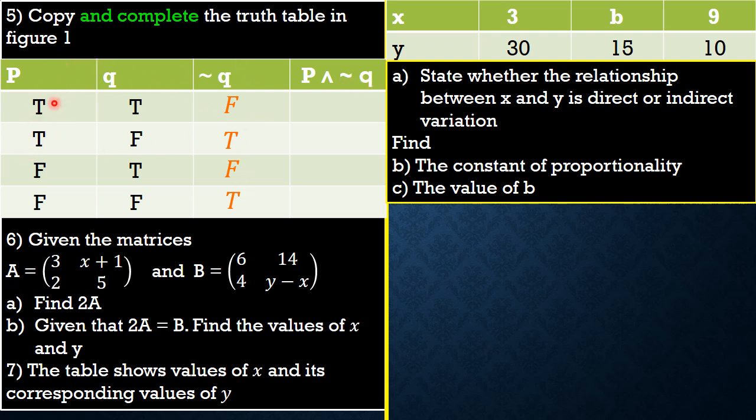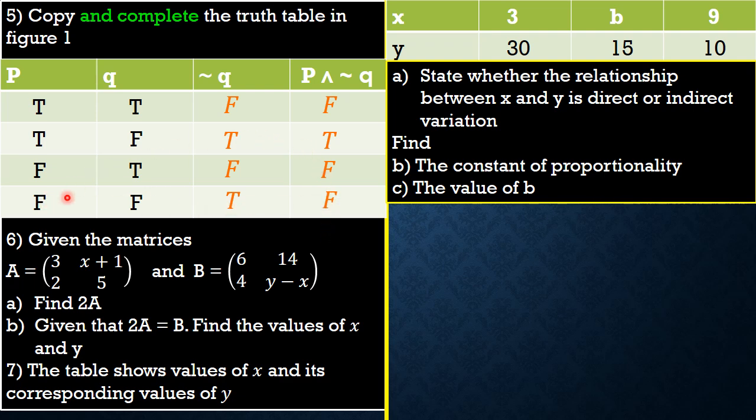In the first case, P is true, right? Not Q is false. So here has to be false. Here is true. Here is true. Great. Both of them are true, right? So here has to be true. Then here, our P is false, right? And Q is false. So here has to be false. Here is false. Here is true. Here has to be false. It is true only when both of them are true.